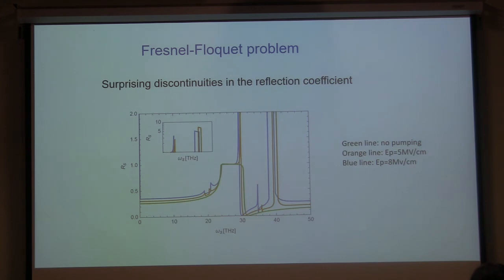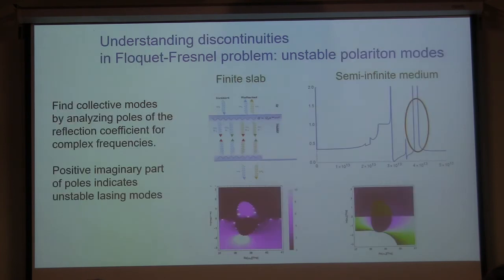But what is even more remarkable is that it's something one doesn't find in the usual Fresnel reflection problem. We get a discontinuity in the reflection coefficient. That's something very surprising. Everything should be a smooth function of frequency. So why do we suddenly have discontinuities in the reflection coefficient?